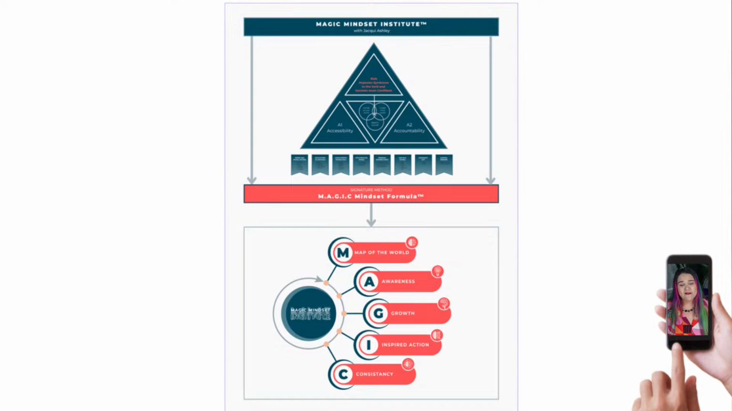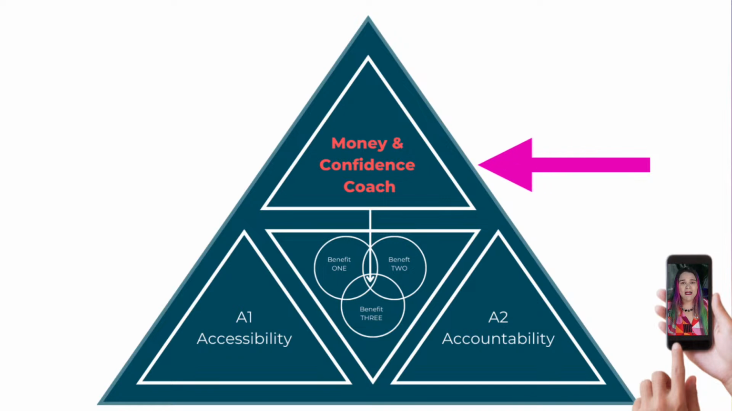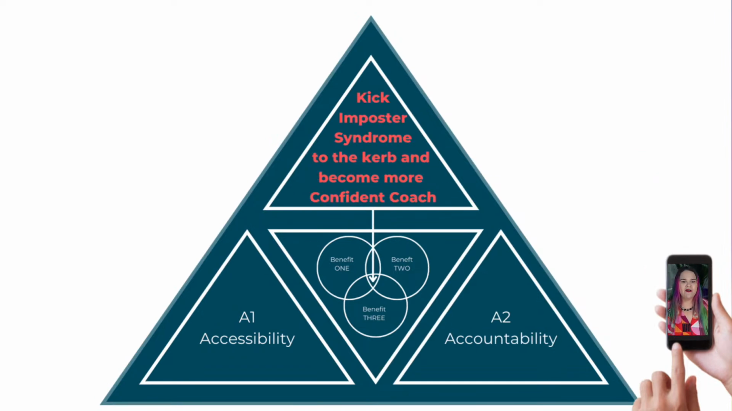Now, when they first started working with us, they were trying to sell themselves as a money and confidence coach. But this is not what the clients came to them for. They were coaches who were trying to make more money, but they were stuck with imposter syndrome. So when we changed it to "kick imposter syndrome to the curb and become a more confident coach," they were able to 3x their revenue and go from 20% sales call closures to 60% on their sales calls.